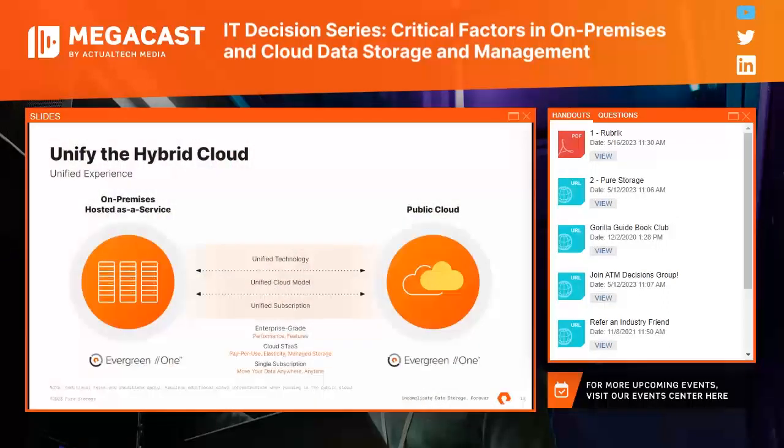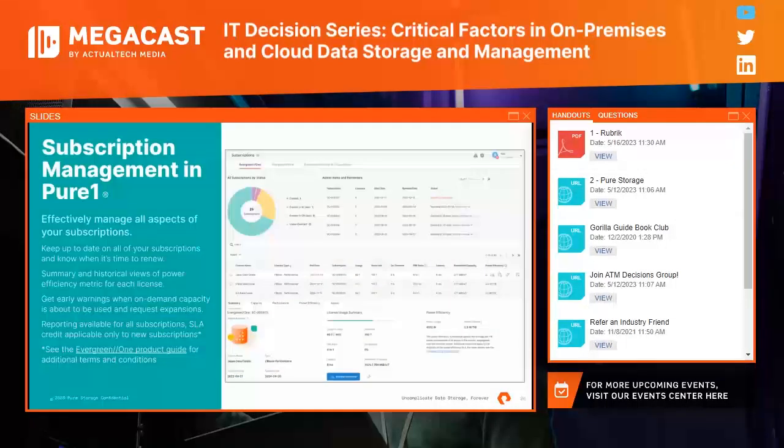With Evergreen One, it doesn't matter if you need to run applications on-prem and in the cloud, or if you're simply looking for a secondary or tertiary location to store your data. You're not forced to decide between on-premises or public cloud. You can have both under the same subscription. This is ideal for replicating data to the public cloud using the Pure technologies Jason mentioned earlier for business continuity or disaster recovery. Managing your subscriptions is simplified with Pure One.